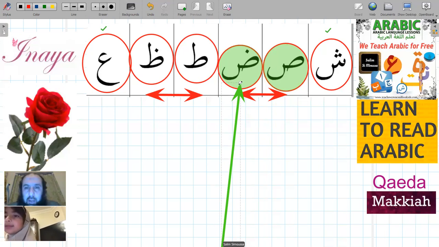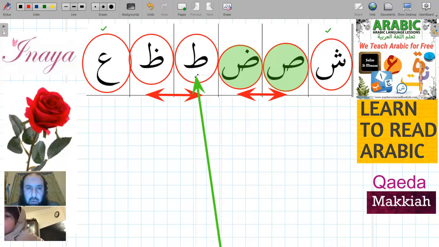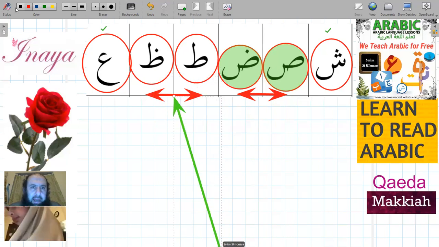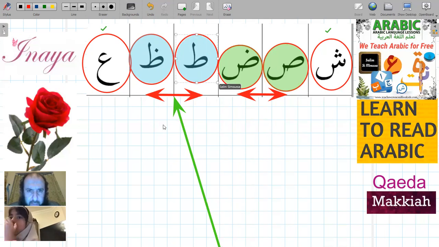Okay, we go for the next one now. Ta, see? Ta and tha. Both of them, ta and tha, have the same shape, yeah? So which one is with a dot and which one is with no dot? Ta doesn't have a dot, okay? But tha has a dot. Am I right? Good.